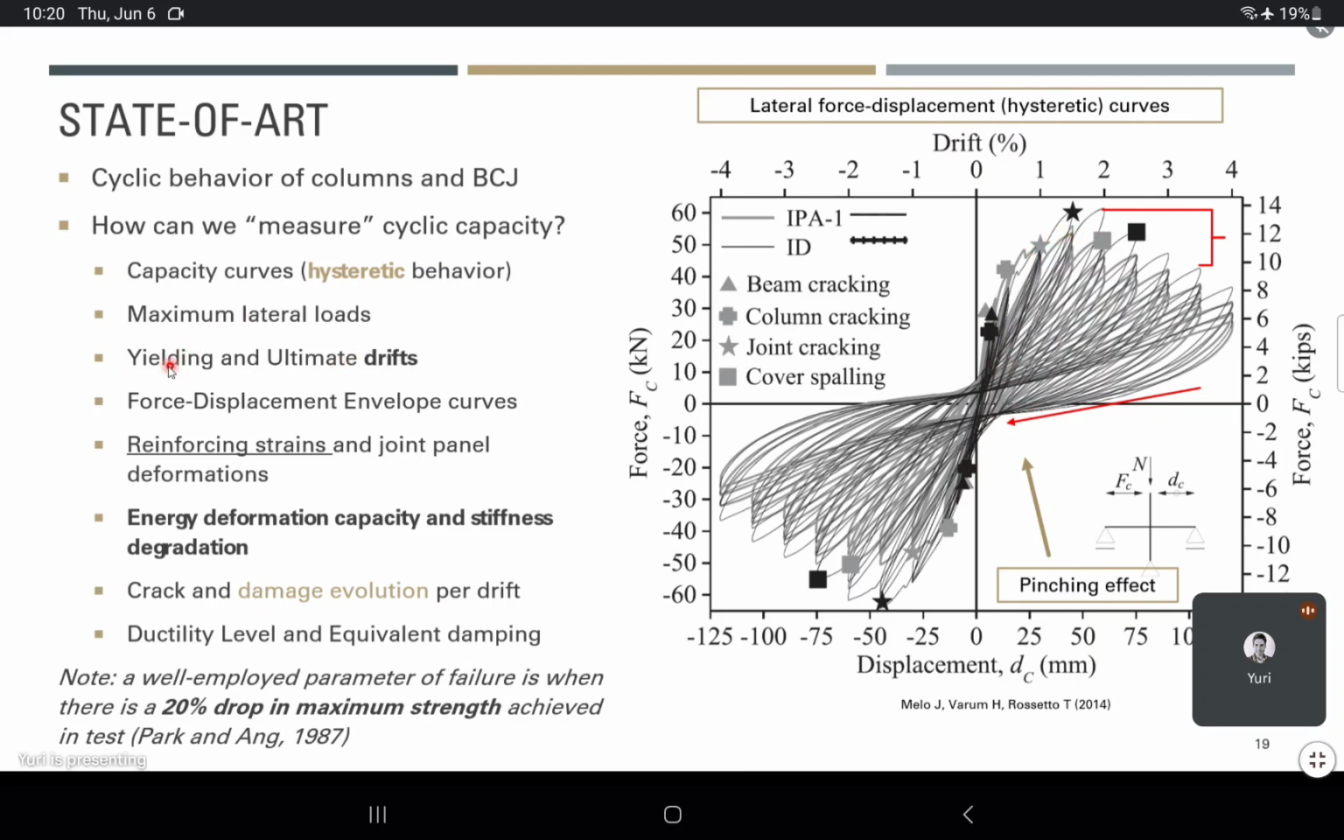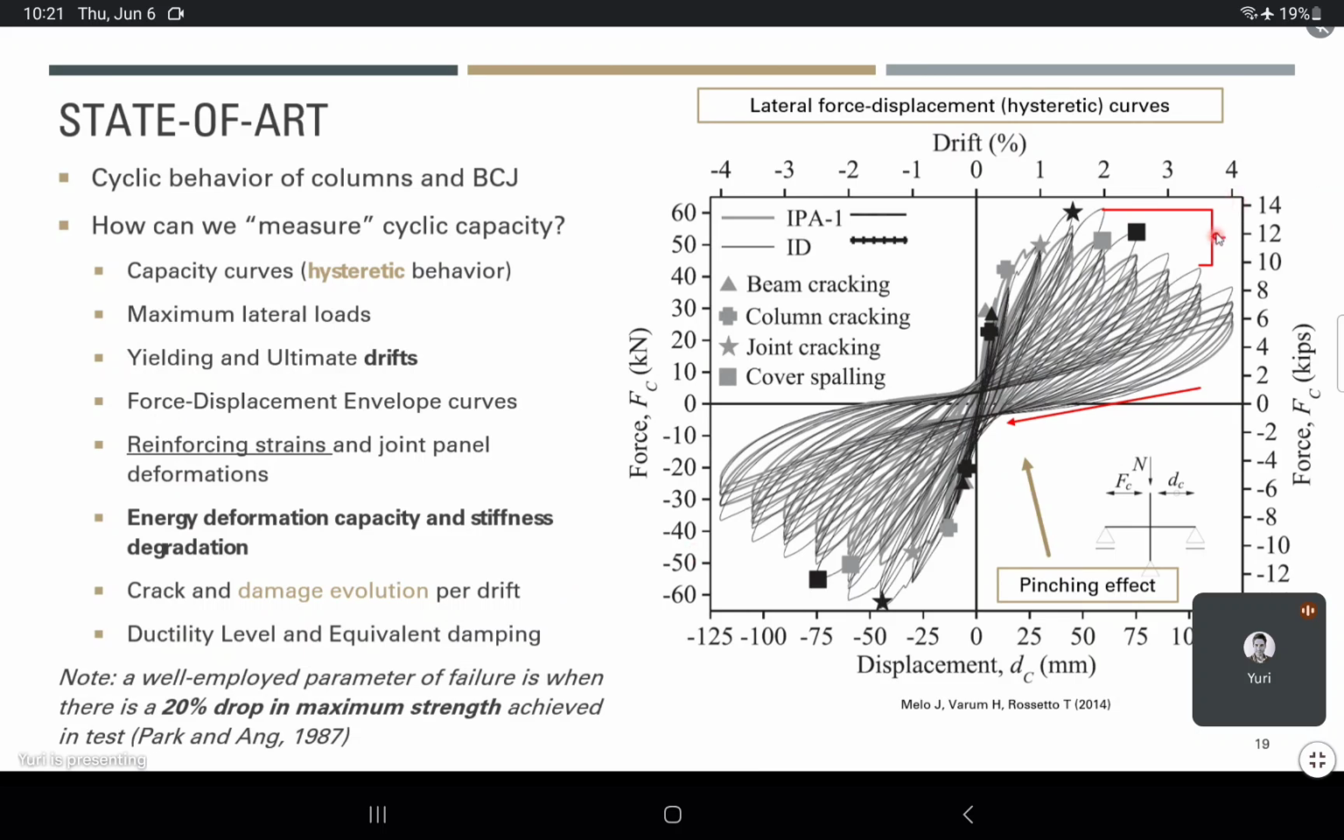With that, we can determine the yielding and ultimate drift. We can define force displacement envelope curves. We can check the strains and the joint panel deformations. We can assess energy dissipation capacity and stiffness degradation. We can also check damage and crack evolution. And finally, we can calculate ductility levels and equivalent damping.